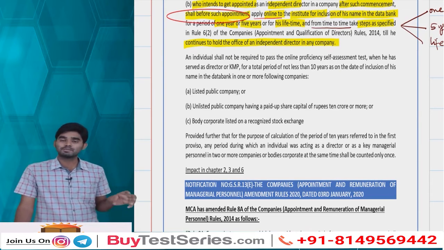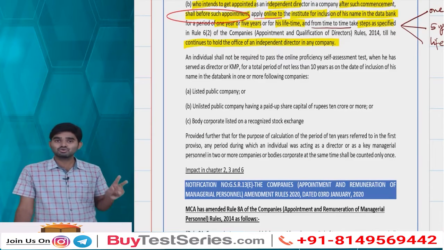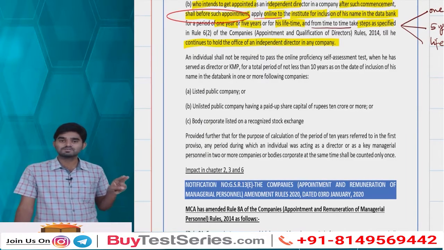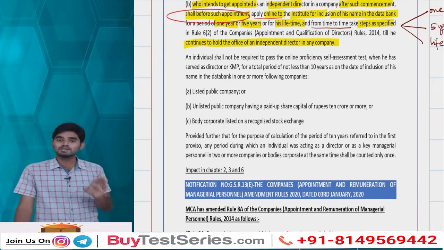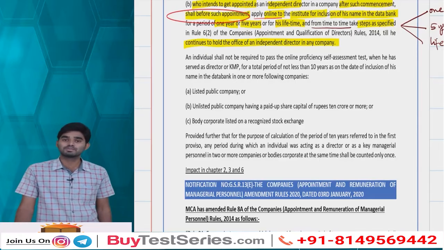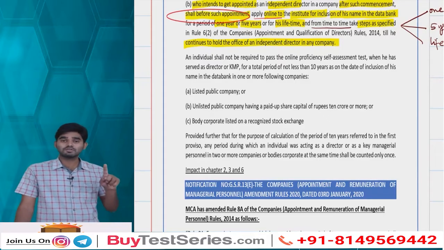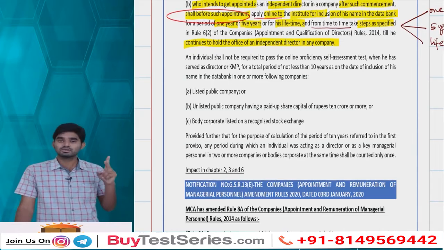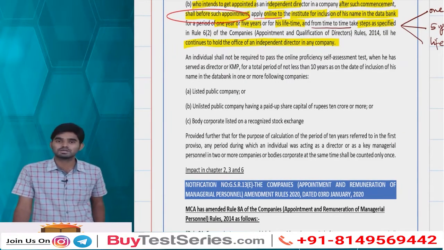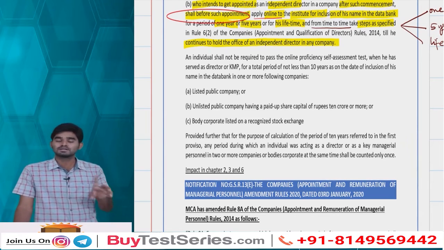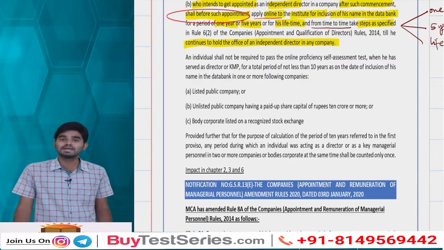of a company, be it a public or a listed company, first, you should register yourself with this data bank. Two, you write an examination, the self-assessment proficiency test, and pass it. You have a criterion. You pass that, only then you are eligible to be appointed as an independent director of a company. Clear, everyone? It is not one way, it is two ways. One, you register yourself. Two, write the examination and pass. Then you can be appointed as an independent director in a company. If you don't pass, then you will not be eligible.